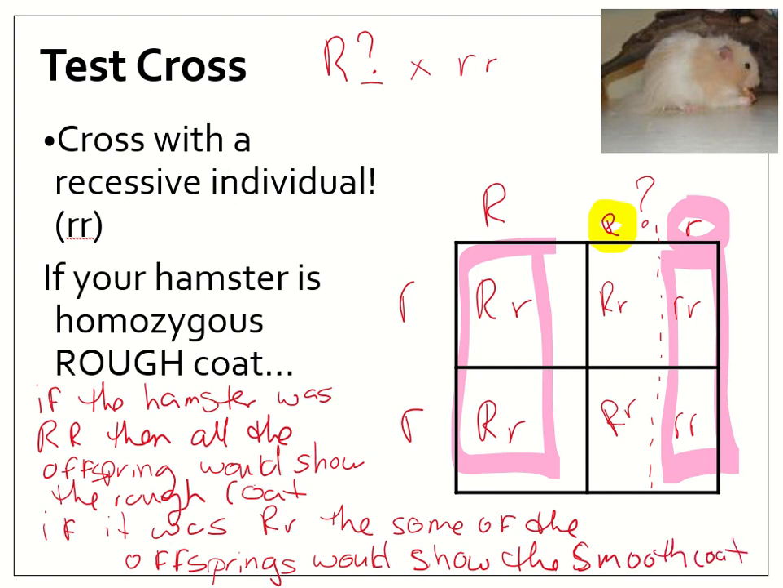Okay, and so that's okay for a test cross. You would have both points. It's not a this or that answer. It's like if this happens, then this will happen. If this happens, then another thing will happen. And that's okay for an answer.